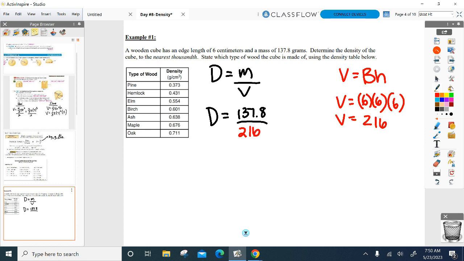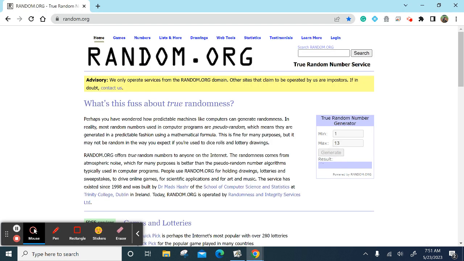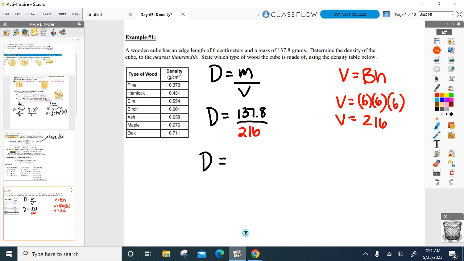Go ahead, plug it in. Divided by 216. And go ahead and round appropriately. Nearest thousandth, you should be giving me 3 numbers after the decimal. Got it. 0.638 is the density.